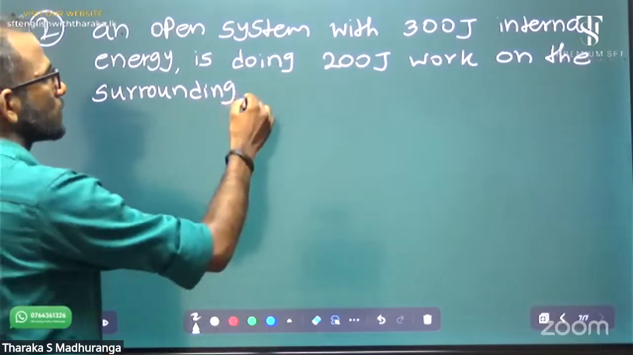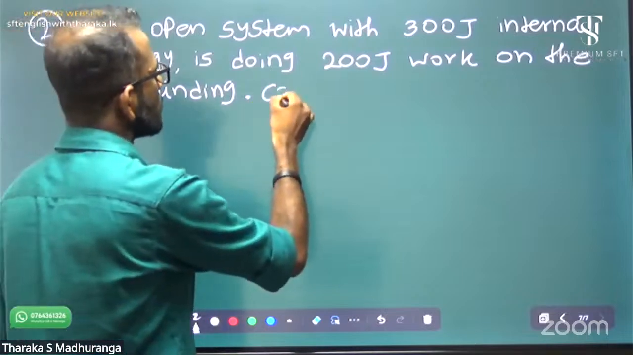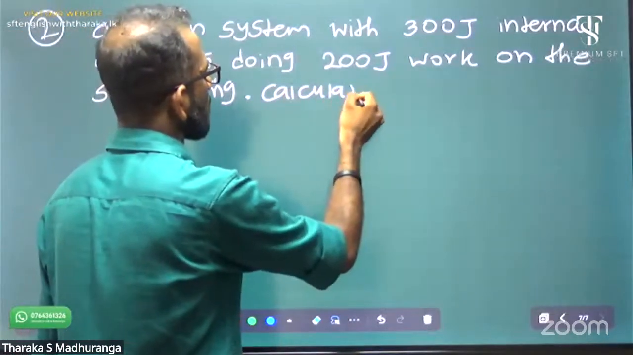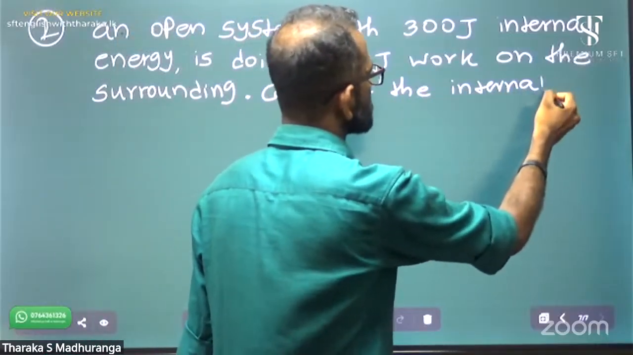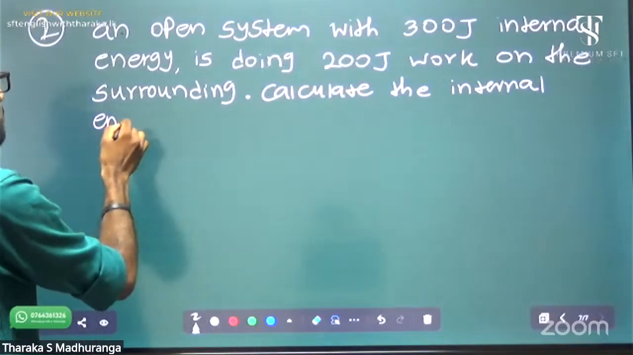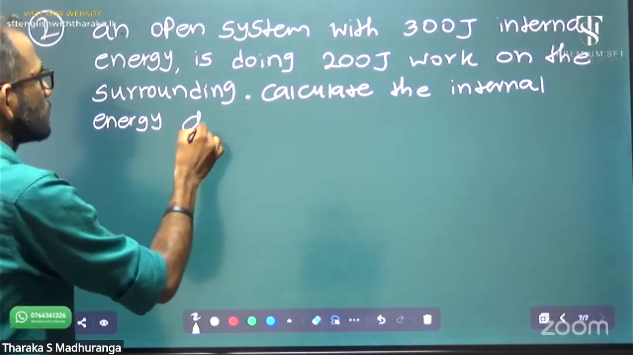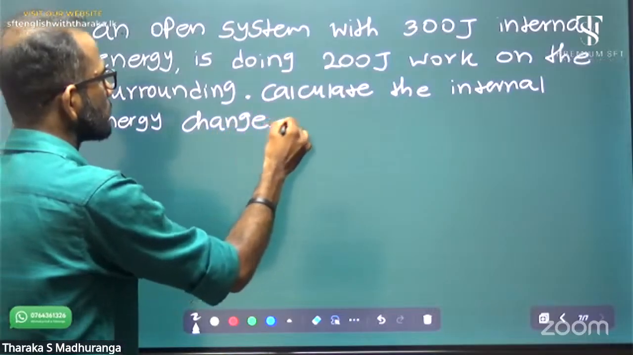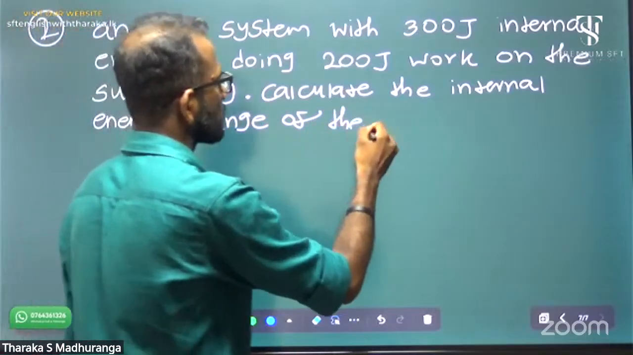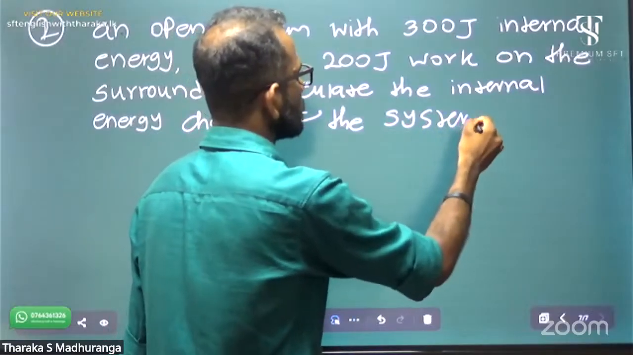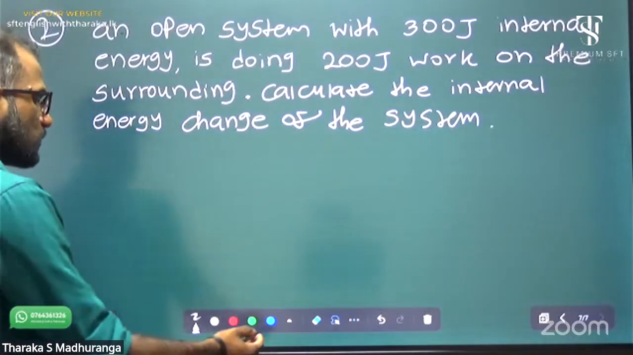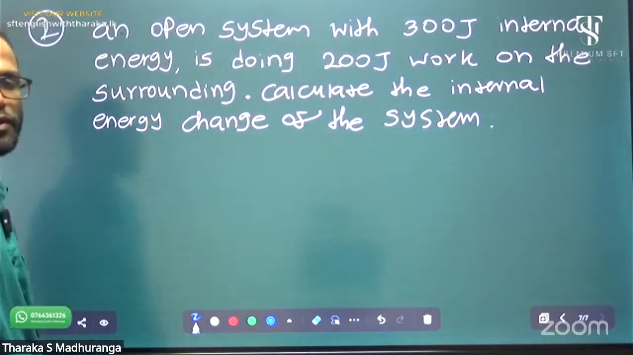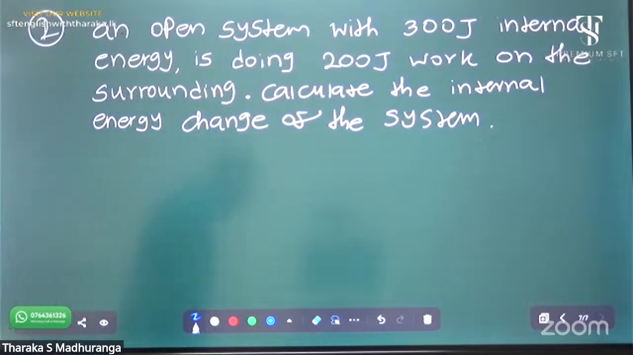Right? On the surrounding. Calculate the internal energy change of the system. Okay. Can you get this value? Same type, same method.